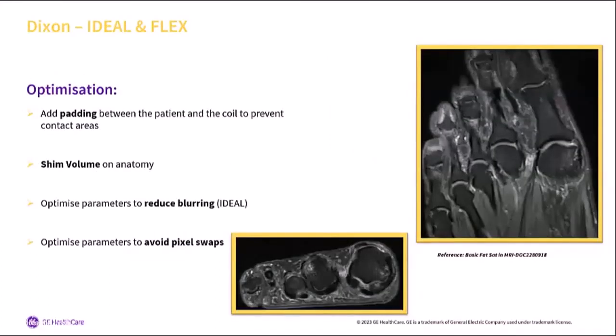So how can we optimize both IDEAL and FLEX? Again, add padding between the patient and the coil. Apply a shim volume, again, because it's a chemical saturation based technique. Optimize parameters to reduce blurring for IDEAL, so increase our resolution, increase our NEX, and optimize parameters to avoid pixel swap. So as I mentioned beforehand, adjust the field of view, ensure our image is optimized in that way.